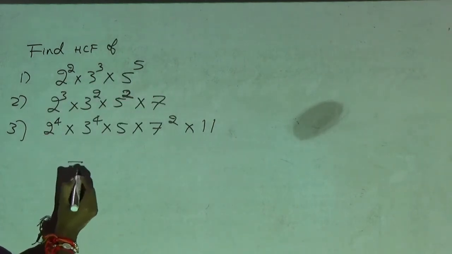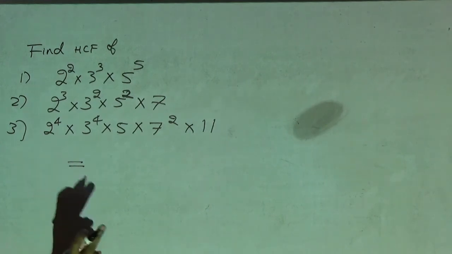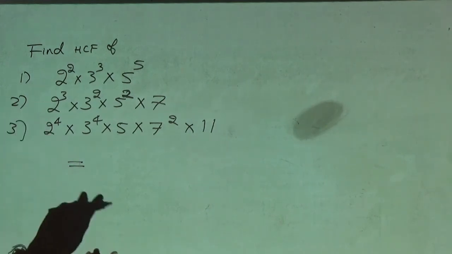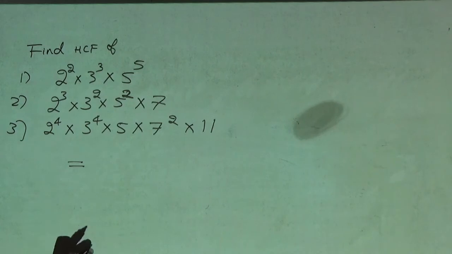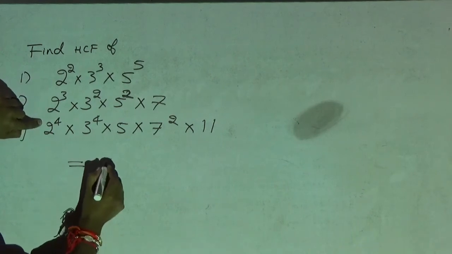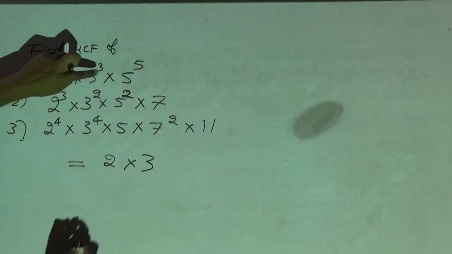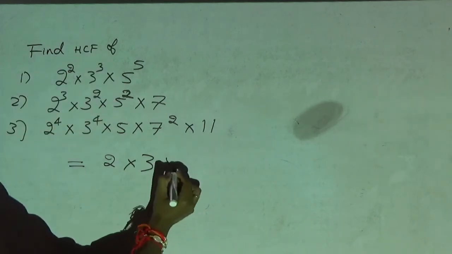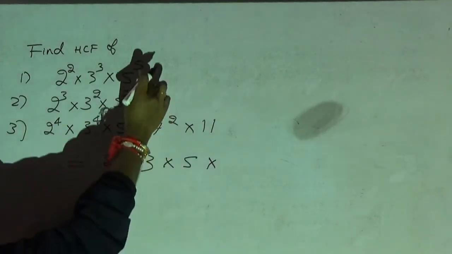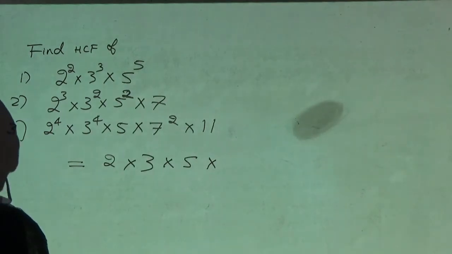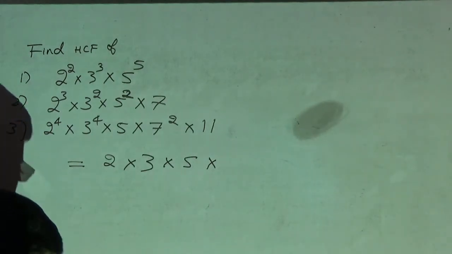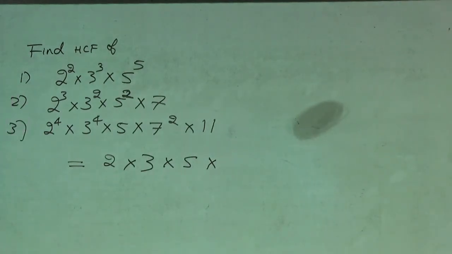Now, how to find out the HCF? In finding the HCF, if they have expressed the numbers in prime factor form, you need to find the common prime factors among all of these. 2 is common among all these, correct? 3 is common among all these, correct? Yes. 5 is common among all these, yes. 7 is not common, 11 is also not common. You have to write only the common terms.